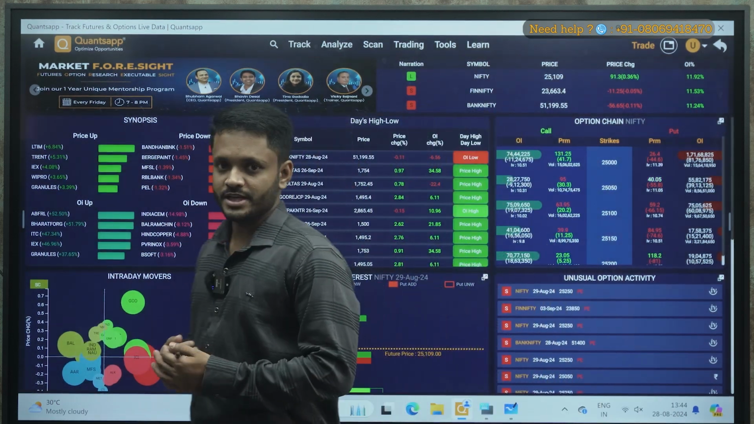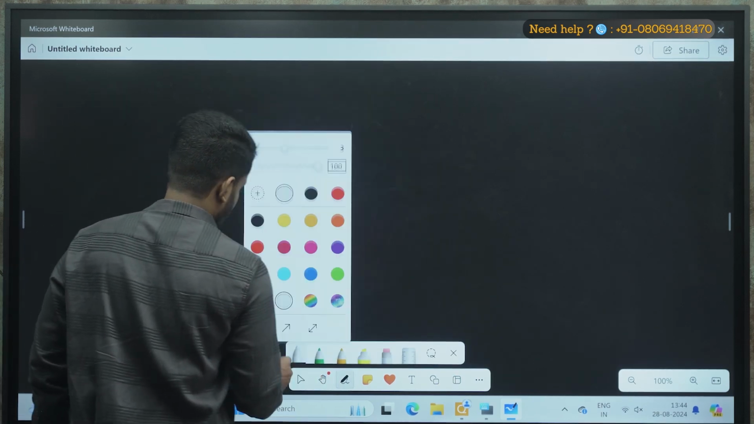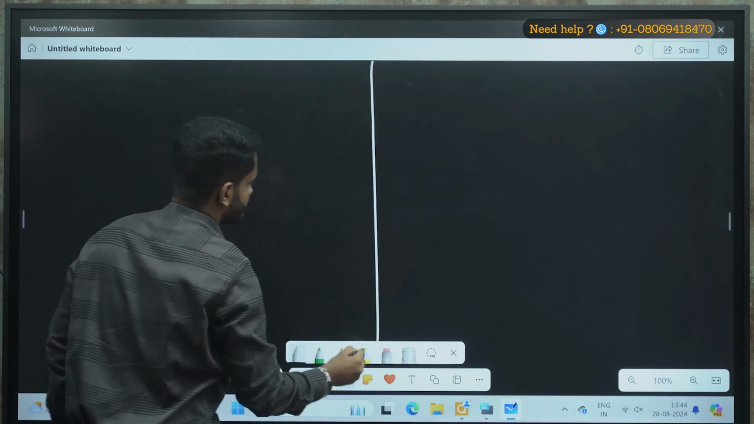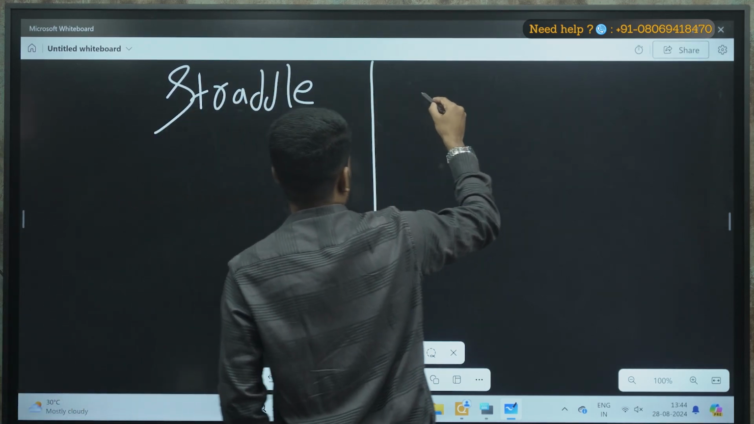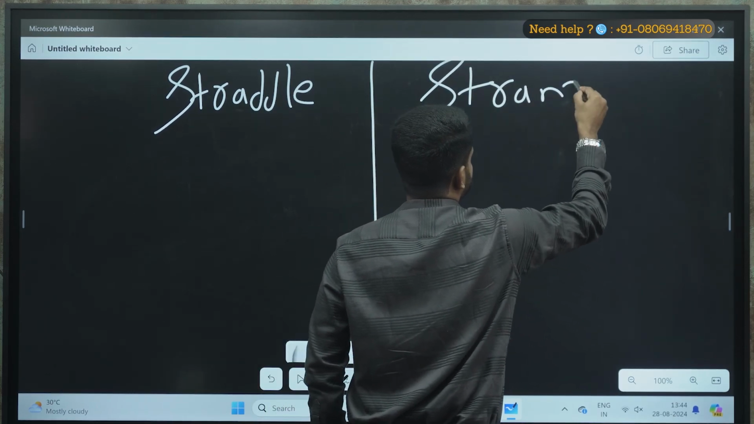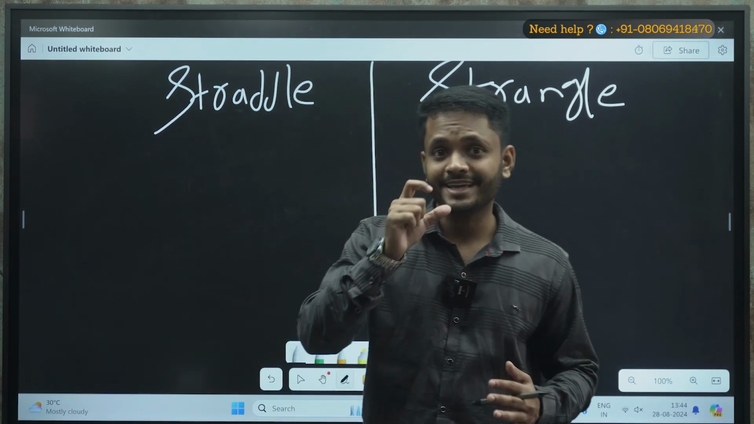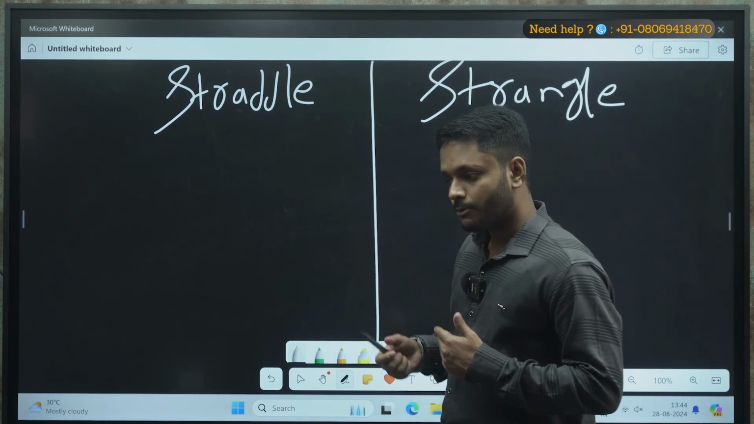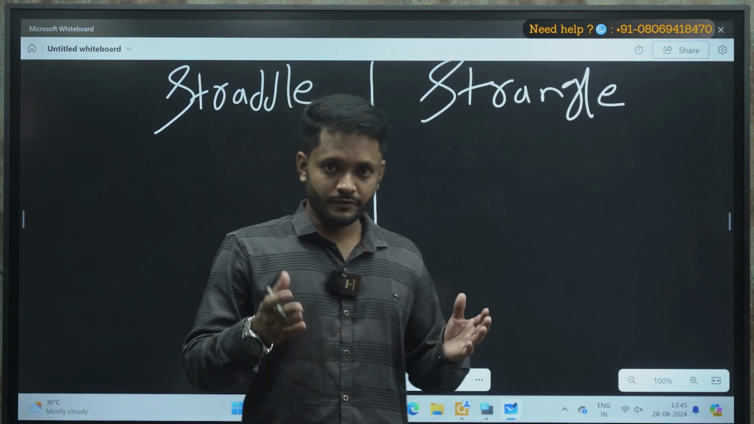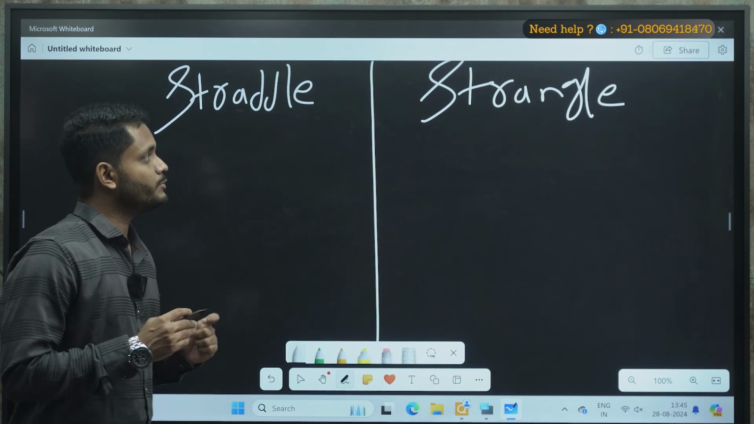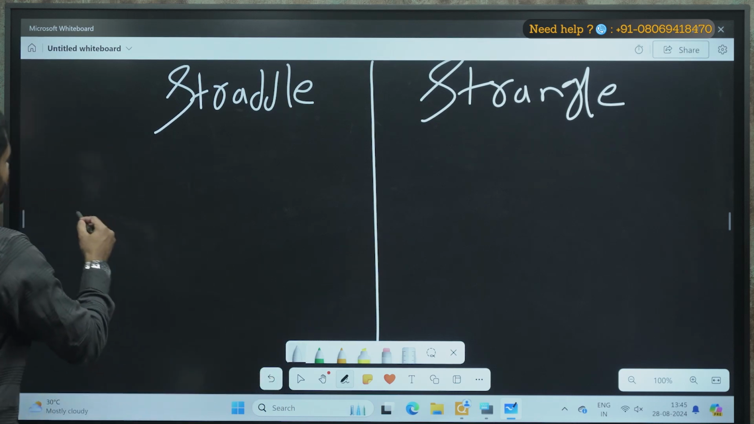Okay, so let's get into today's topic. Let's start with straddle and strangle first. A basic difference between a straddle and a strangle is the strike that you choose. When you are talking about straddle and strangle, there are long straddle, short straddle, long strangle, and short strangle. We will cover it in depth, but the basic difference between straddle and strangle is the strike price, which strike you are choosing. First, let's talk about long straddle.